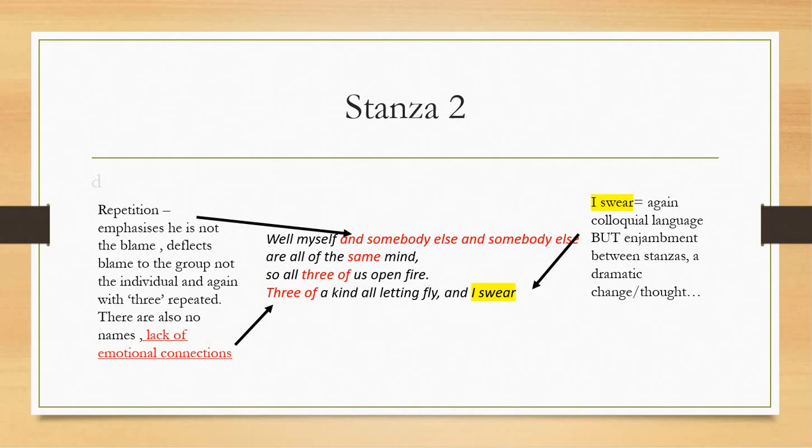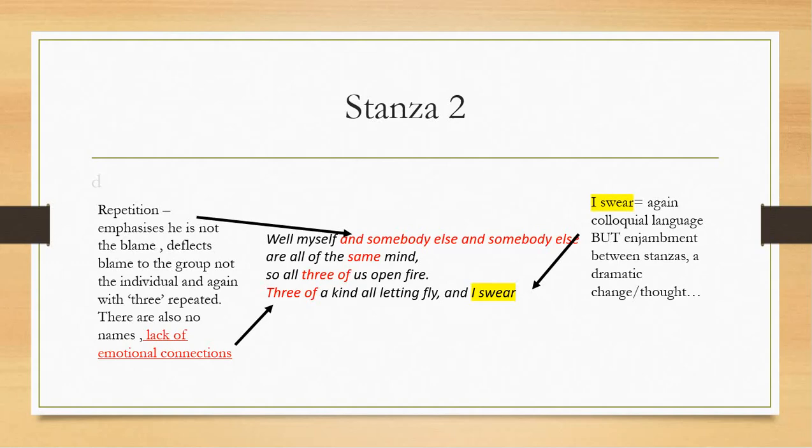Is this Simon Armitage telling us a point of war, that there's no individuality, that there's no morals, there's no emotional connection? We are just beings and we are just doing our job. So the soldiers are there and they are doing their job. They are not individuals. And "I swear," again, this colloquial, I swear, okay, but there's an enjambment here, and this links the two stanzas.